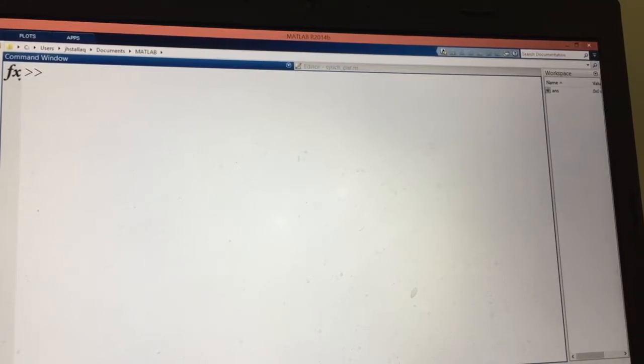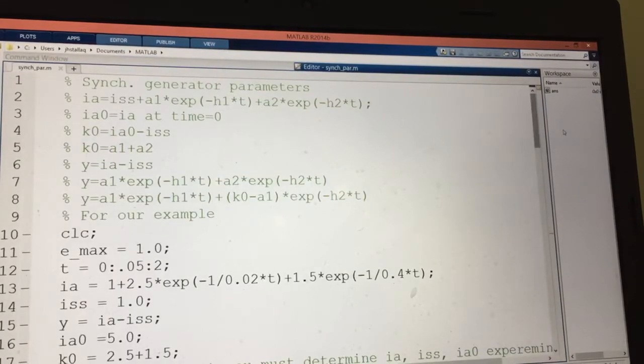Okay, I'll show you the program, which is synchronous parameter. This is the program. I will upload it to you. Synchronous generator parameters, the transient and subtransient, how we calculate them.